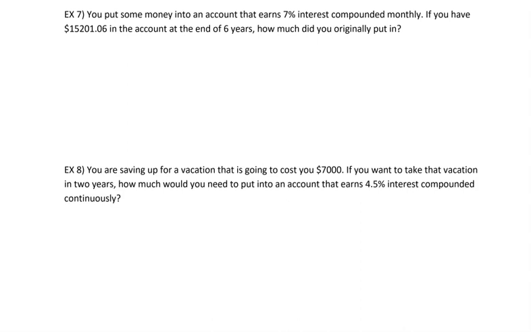All right, so example 7, you put some money into an account that earns 7% interest compounded monthly. If you have $15,201.06 in the account at the end of 6 years, how much did you originally put in? All right, so this one says compounded monthly. As soon as we see monthly, we know it's going to be the formula with the N.